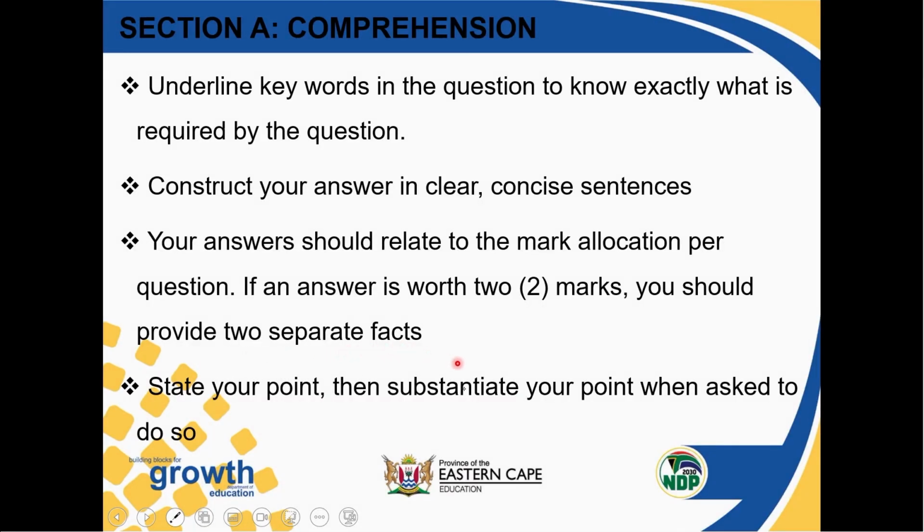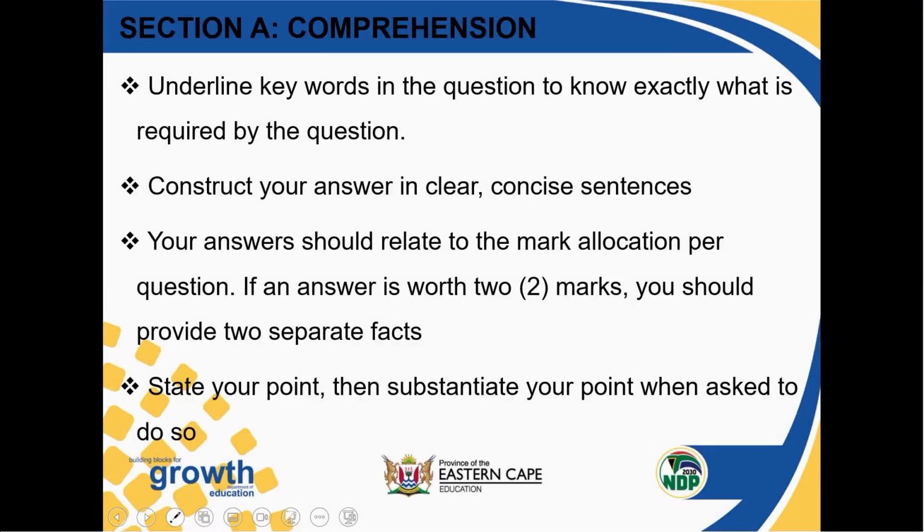If an answer is worth 2 marks, you should provide 2 separate facts. Now, I think this one is a bit clear: for a question that has got 1 mark, please provide 1 fact. And for a question that has got 2 marks, please provide 2 facts so that you are able to get marks there. So the mark allocation should be your guide to your response.